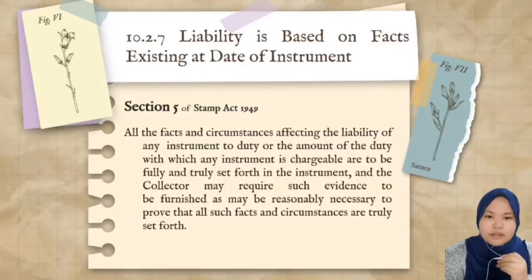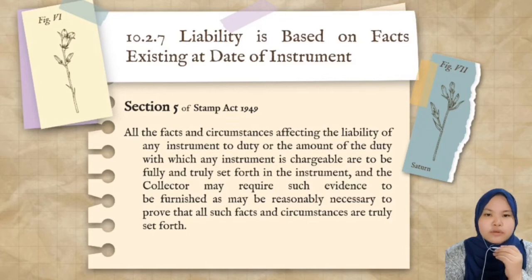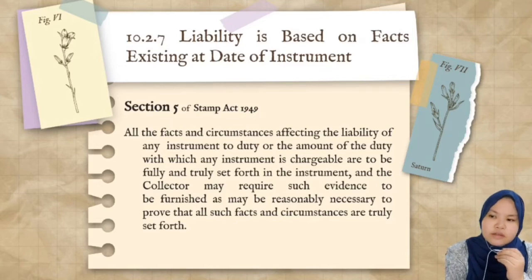The next part is about liability based on the facts existing at the date of the instrument. This is in accordance with Section 5 of the Stamp Act 1949: all the facts and circumstances affecting liability of any instrument to duty, or the amount of duty with which any instrument is chargeable, are to be fully and truly set forth in the instrument, and the collector may require such evidence to be furnished as may be reasonably necessary to prove that all such facts and circumstances are truly set forth.